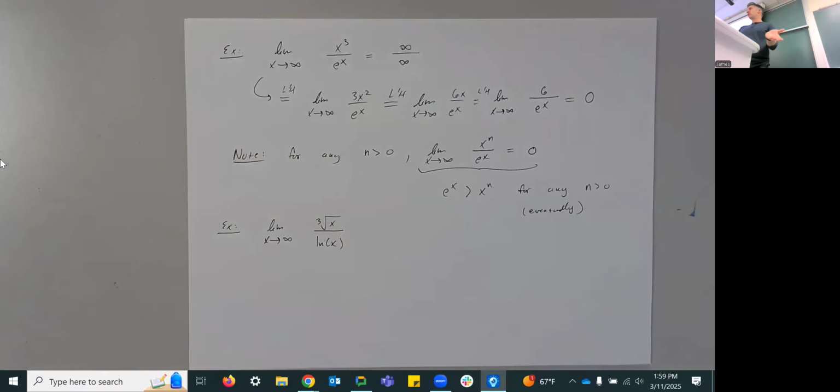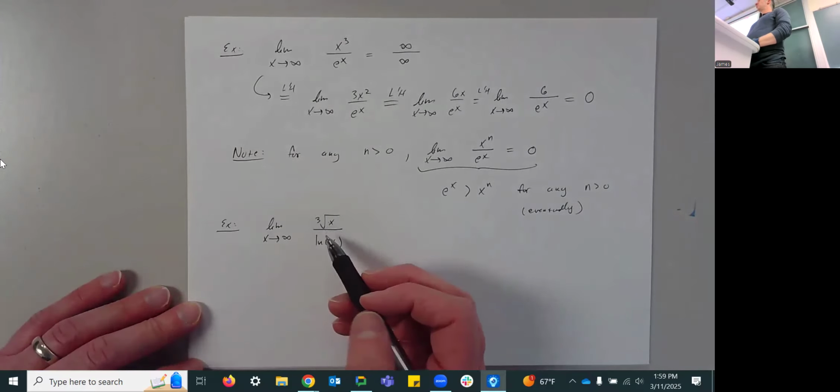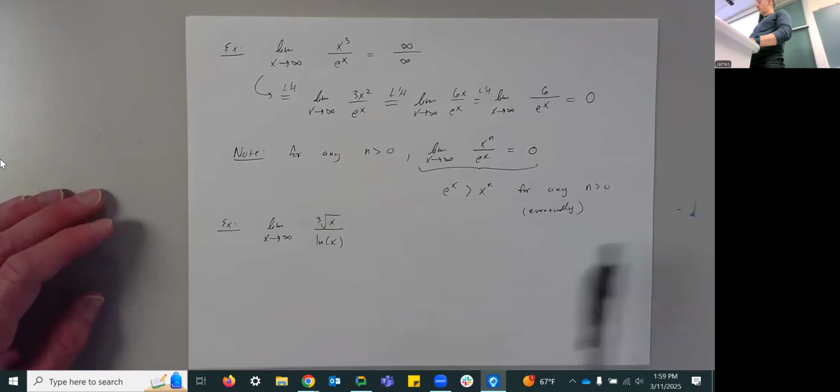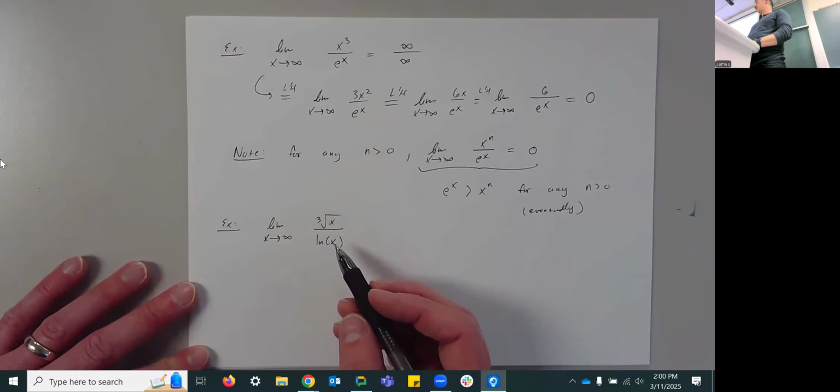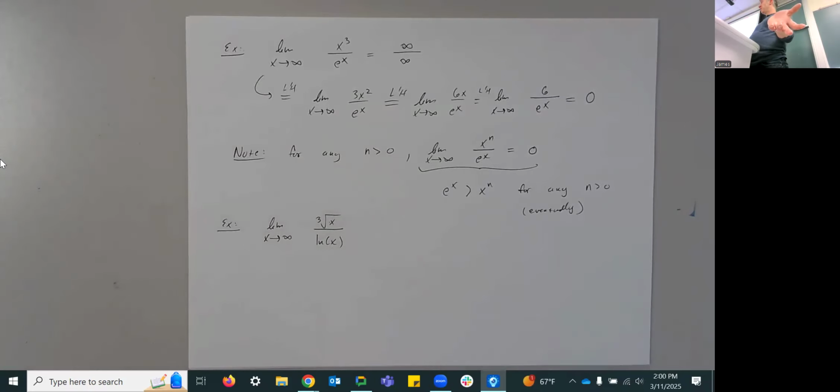Well, yeah, here it's an infinity over infinity because the cube root of x certainly gets infinitely large as x gets infinitely large, and natural log of x also gets infinitely large as x gets infinitely large. Think about the graphs of them. Even though they don't get big fast, I wouldn't say flatten out, but they start to kind of slow down. They're concave down. They still do get larger and larger without bound.